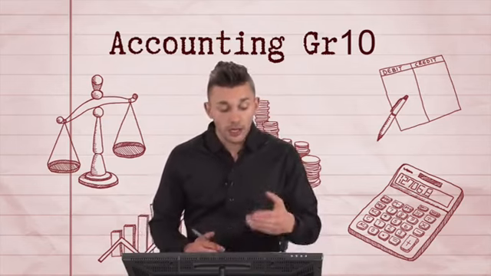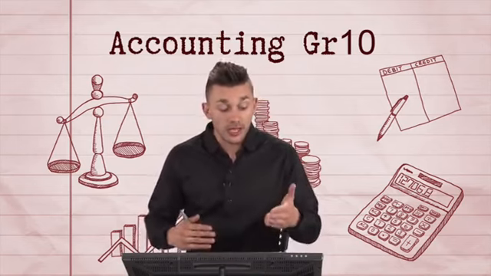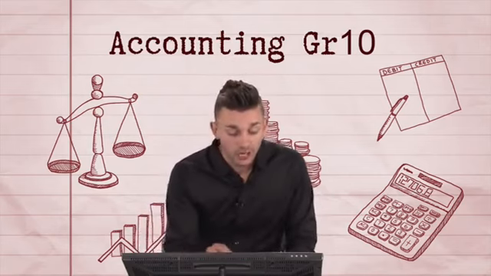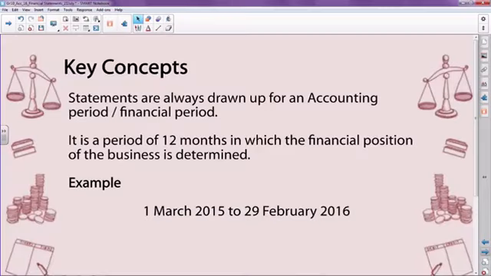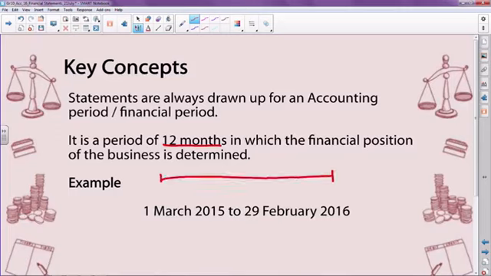But let's continue. Key concepts that you need to know as well is that we have statements and these are drawn up for a financial period. So let's quickly look at it. A period is normally 12 months. So I want to underline that. It's normally 12 months in which the financial position of the business is determined. And what do I normally do? I like to draw a nice timeline like that. With this timeline, I put the beginning of the year there, and the end of the year there. As you can see, the end of this year is 29 February 2016, and the beginning of the year is 1 March 2015.